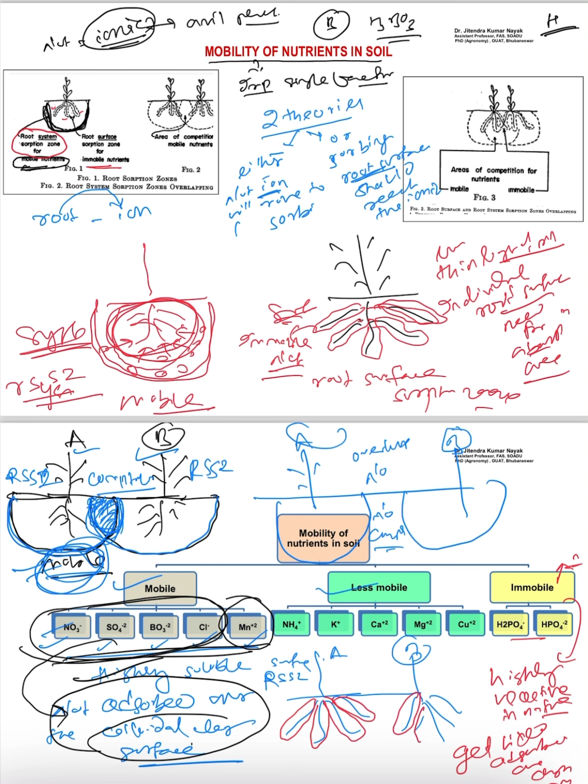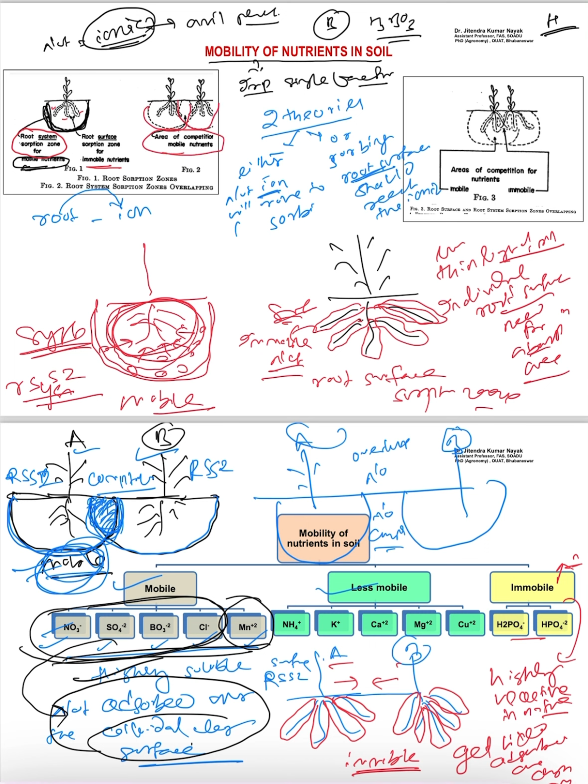Individual roots are there. So between the two plants, there is a very less chance of the overlapping zone. But if we plant A and B more and more closer, then there will be a chance of overlapping of the root surface zones for which nutrient? For the immobile nutrient.